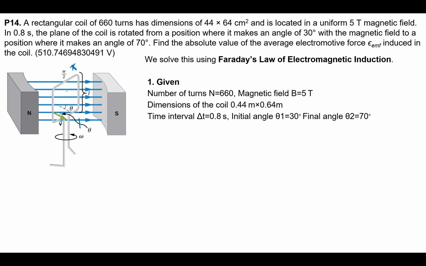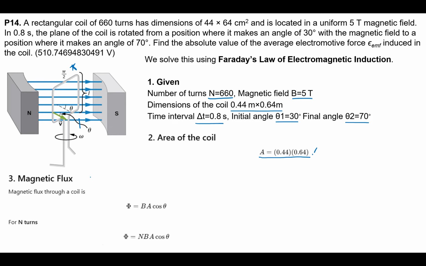Okay, and then its angular position is changing, and the given number of turns is this, the magnetic field is given by this one, the dimension of the coil is given by this one, the time interval is 0.8 second, and then the initial angle theta 1 is 30 degrees, and the final angle is 70 degrees. So from this you can find the omega, the angular velocity. But anyhow, let's try to find what you can get easily, which is the area of the coil. Okay.